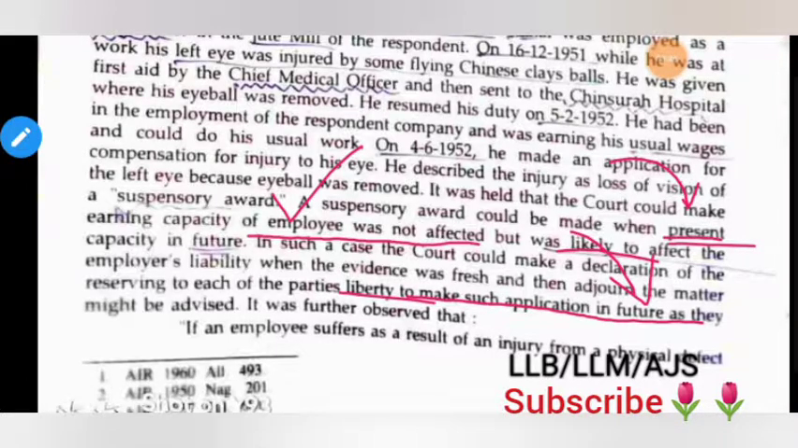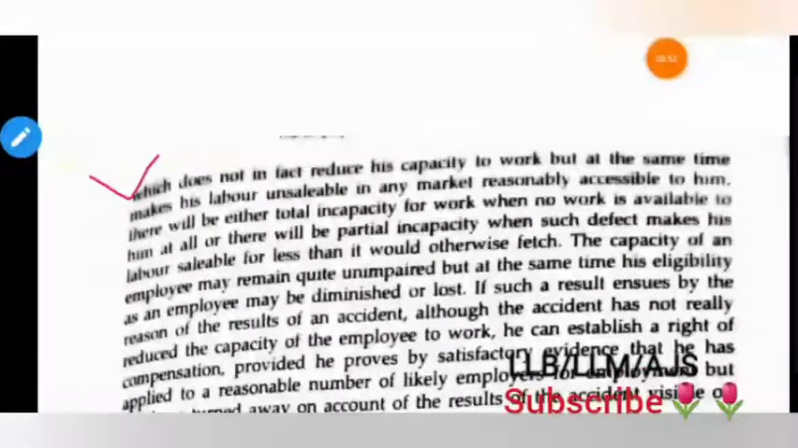It was further observed that if an employee suffers as a result of an injury from a physical defect which does in fact reduce his capacity to work but at the same time makes his labor unsellable, the word labor unsellable is very important, in any market reasonably accessible to him, there will be either total incapacity for work when no work is available to him at all, or there will be partial incapacity when such defect makes his labor sellable for less than it will otherwise fetch, in less price, that means. So the capacity of an employee may remain quite unimpaired, but at the same time his eligibility as an employee may be diminished or lost.